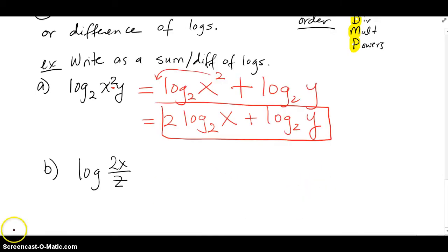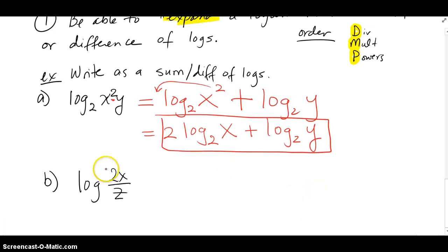Same thing here. I usually like parentheses around the argument, especially if there's a division, so I'm going to add those. I'm going to go in this order. Is there a division? Yep, I see a division, so right off the bat I'm going to open up the argument as log of 2x minus log of z. Notice there's no base there, which means automatically the base is 10, this base is 10, that base is 10, but I don't need to put it there, it's implied.